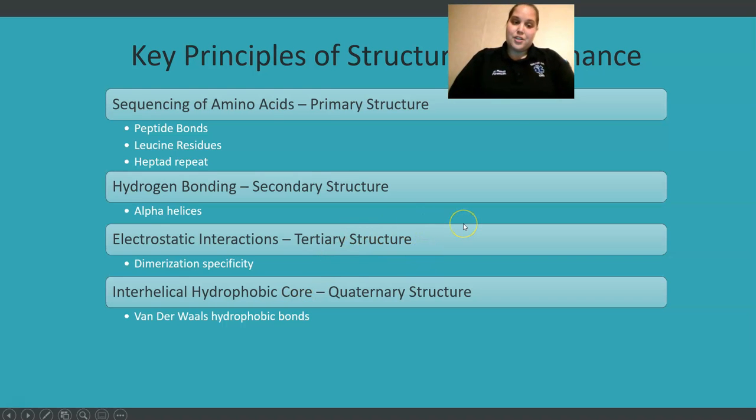For the tertiary structure, the electrostatic interactions are very important to the structure maintenance, specifically the dimerization. And lastly, for the quaternary structure, the interhelical hydrophobic core is the most important part, involving keeping the alpha helices together. So as I was saying earlier, and as you can see now, it's really not just about the alpha helices sticking together. There's an important part of structure maintenance in every step creating this protein.